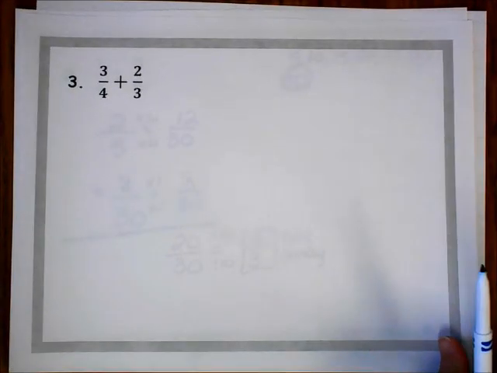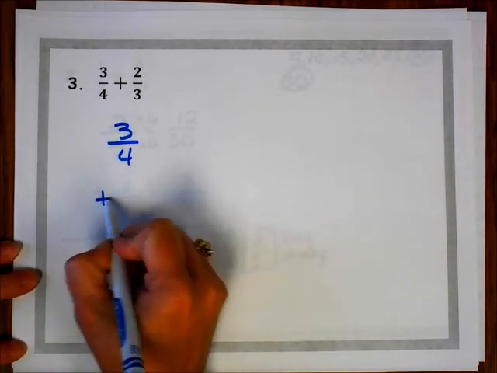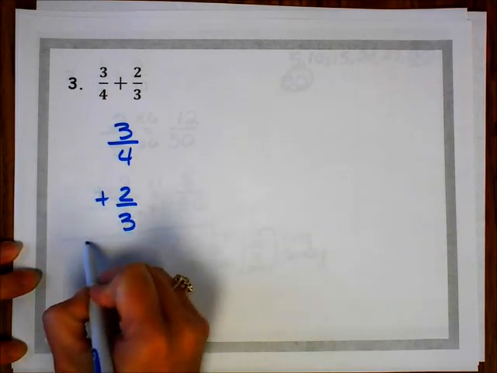I want you to pause and try number 3 on your own. When you're finished, hit play again to check your work. Alright, let's check number 3. Number 3 said 3/4 plus 2/3.